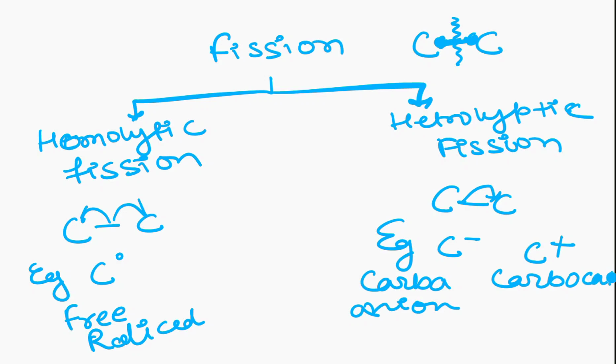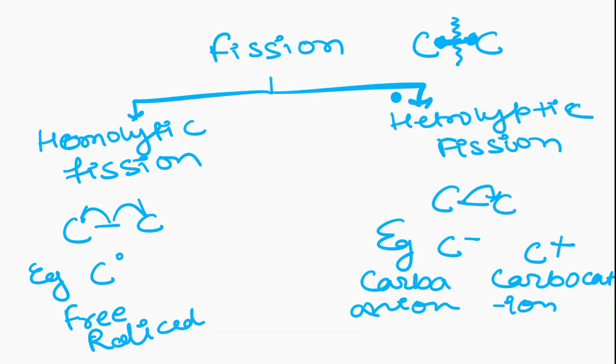Carbocation means the carbon which carries a positive charge, or the cationic part, meaning positive charge, is called carbocation. So basically in this topic I have told you about fission. What is fission? Fission is of two types.